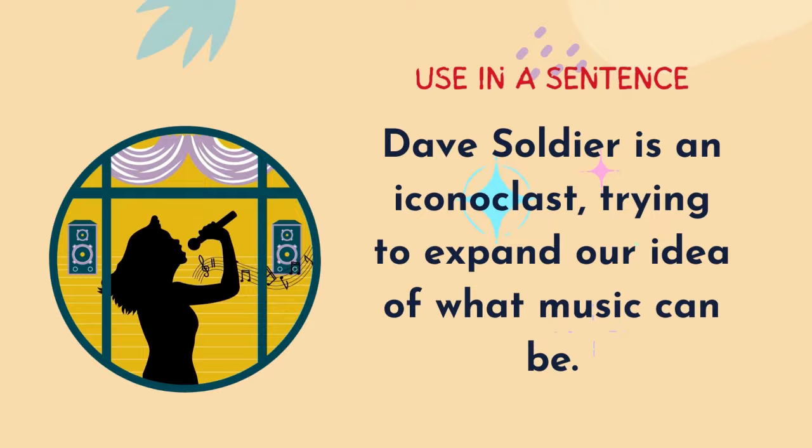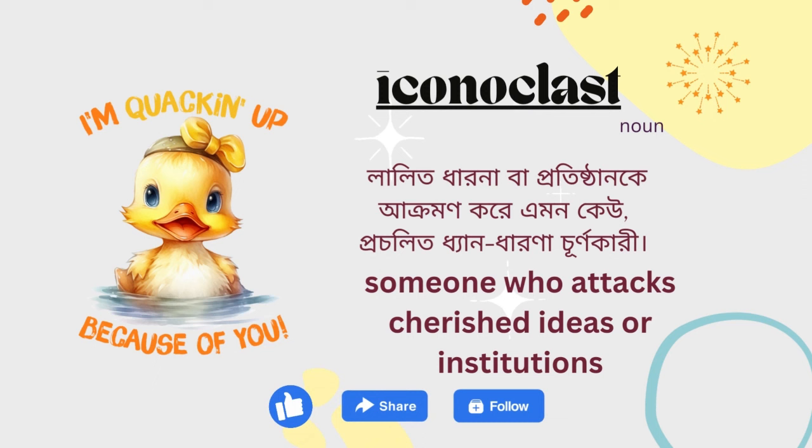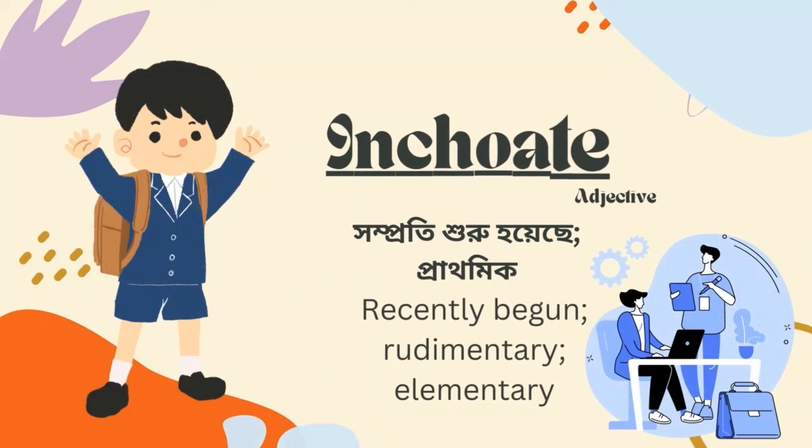Iconoclast: someone who attacks cherished ideas or institutions. Inchoate: recently begun, rudimentary, elementary.